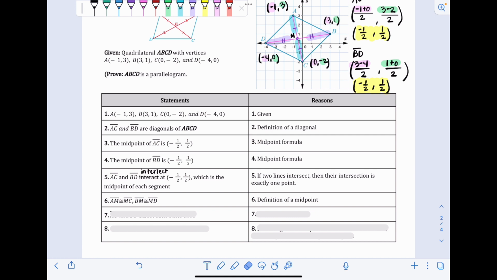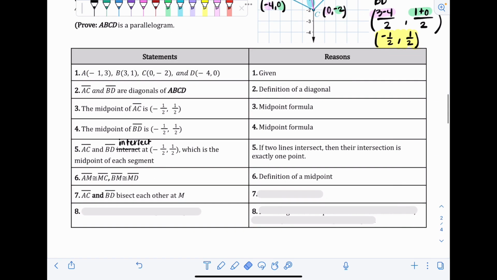And then if a point or an intersection point cuts something into two congruent halves, another word for that is bisect. So if something is bisected, it's cut into two congruent halves. So for 7, we'll say segment AC and segment BD bisect each other at M. Each segment, AC and BD, cut each other into two congruent halves. We said that was 6, so now we can confirm that they do bisect each other, because that's the definition of a bisect. It's something that cuts something into two congruent halves.